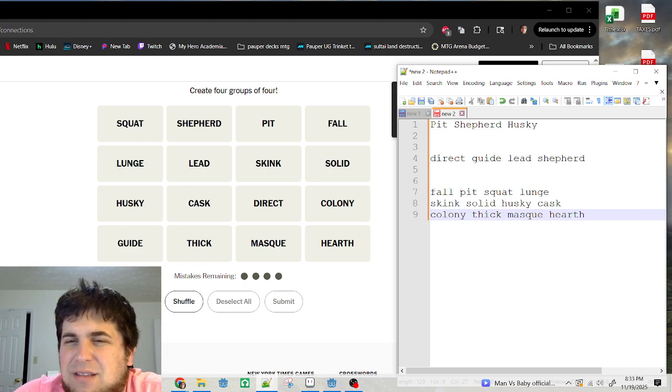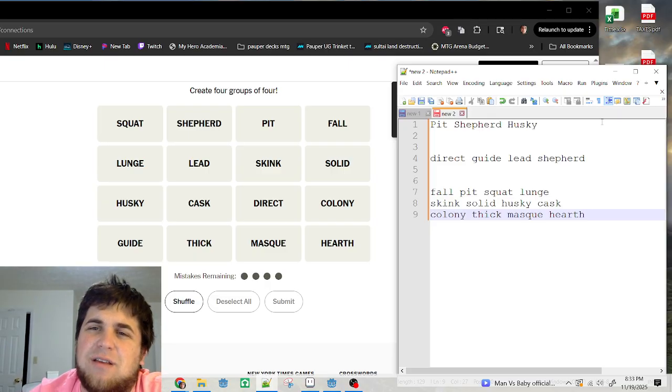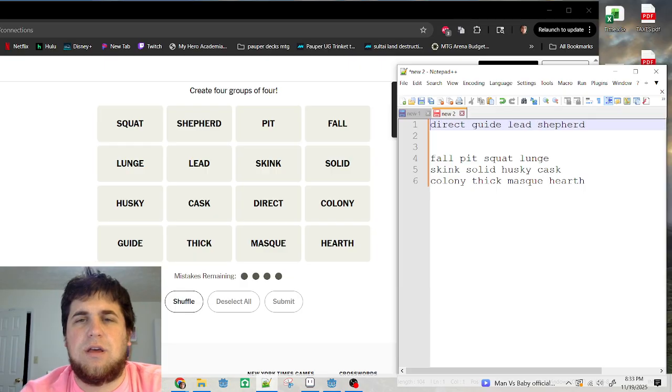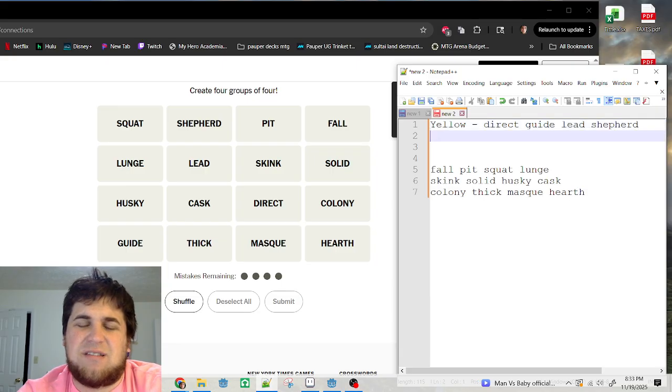Unless a mask is a type of dog, but I'm not familiar with it being a type of dog. And shepherd can't be, so that one really is out. I can erase that. I'm feeling very confident that this is one. Let's say yellow for now. And there too, what would I say was the category?